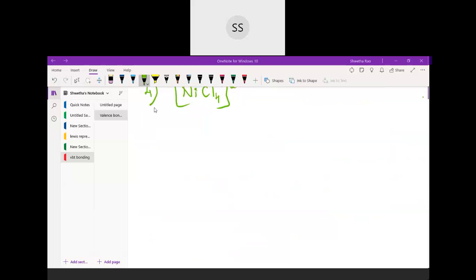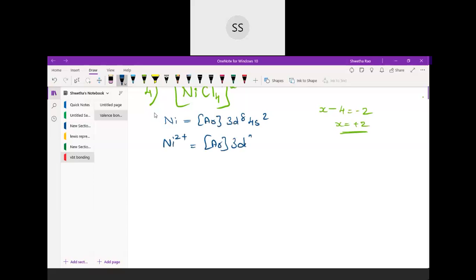See, the nickel oxidation state is X, and then the chloride ions are there, so -4, and the whole charge is -2. So the oxidation state will be +2. Nickel is in +2 oxidation state, so remember, it is +2. Before that, you can write the configuration. Nickel is 28, so it is argon 3d8 4s2. Since it is in +2 oxidation state, I can write Ni2+ as argon 3d8, because 2 electrons are lost from the last shell. So this will be the electronic configuration.